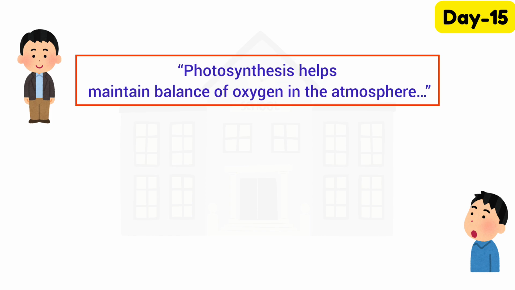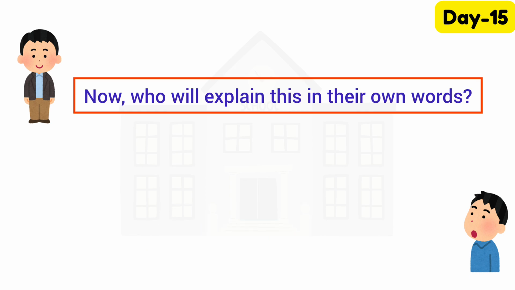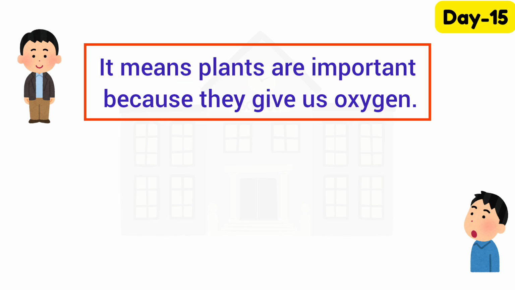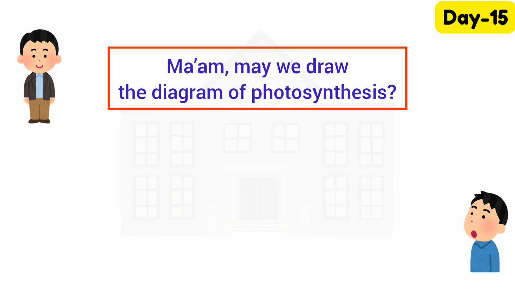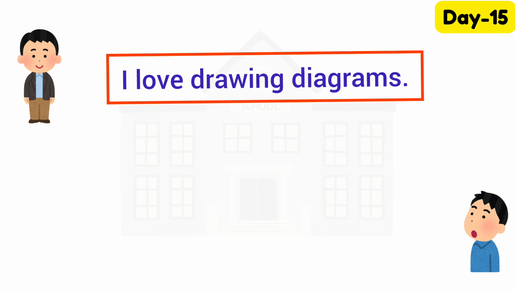Photosynthesis helps maintain the balance of oxygen in the atmosphere. Good reading. Now, who will explain this in their own words? I will try, ma'am. Go ahead. It means plants are important because they give us oxygen. Well explained. Ma'am, may we draw the diagram of photosynthesis? Yes, that will be our activity.